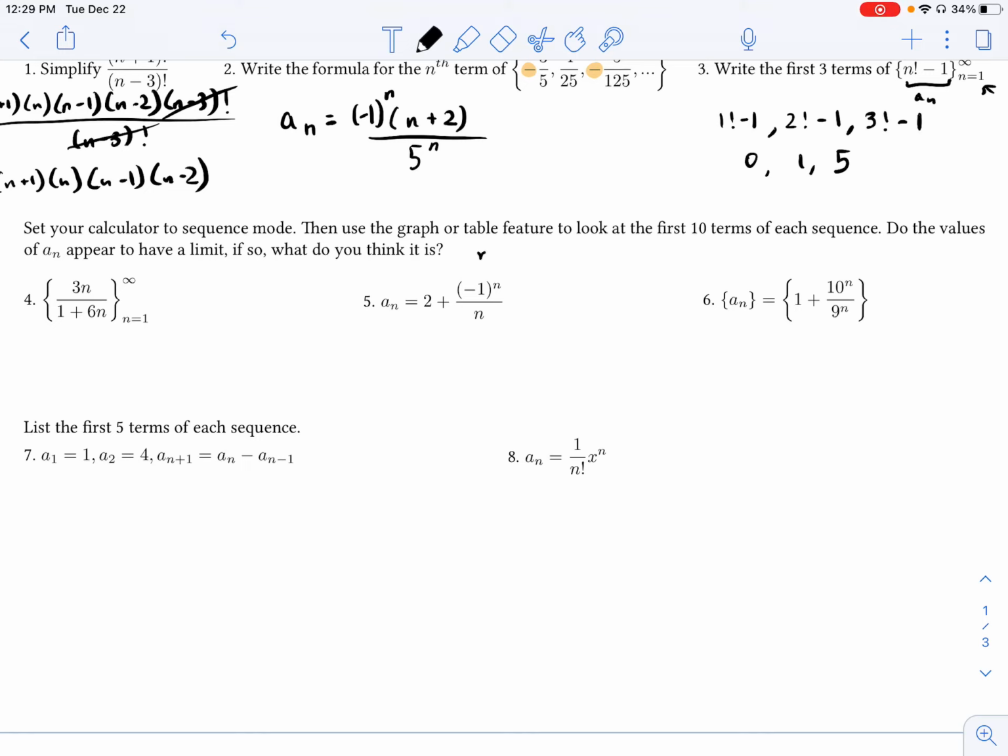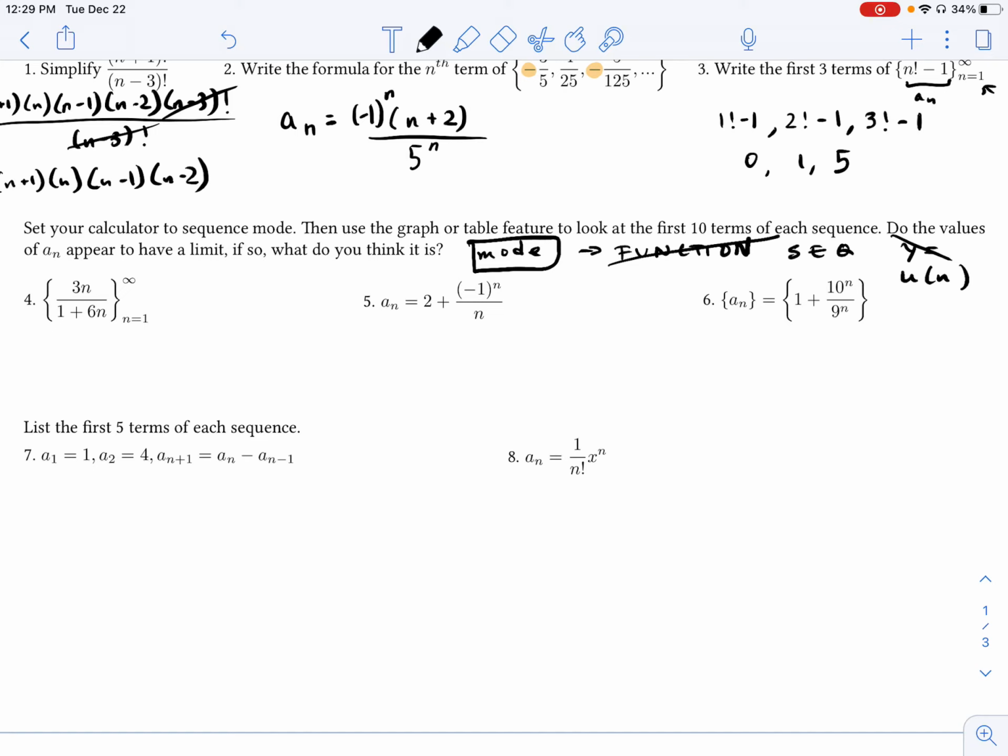So I'll just write that. So that's mode, and then from the function where it's currently set, we want to change function, and you want to change that to sequence. And then you'll know you did this successfully when the y equals screen then becomes the u sub n screen that you see there, okay? And again, you don't have to do this. You could just enter in these functions as they are and just start looking at what's happening with these values.